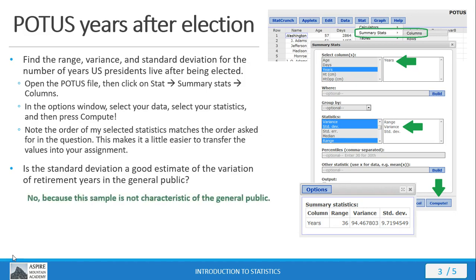Well, I hope you said no, because that's exactly what we need to hear. Your sample here is from presidents of the United States. That's not characteristic of the general population. That's a very specific subset of the population. So the sample is not representative of the entire population. Whatever conclusions we make from this sample should not then be applied to the larger population, because our sample is not characteristic of the larger population.